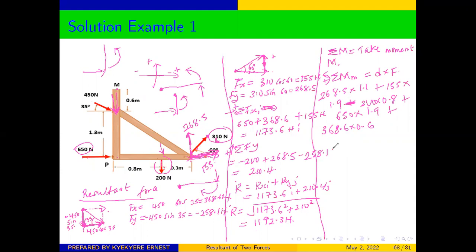So from here, we can just simplify and say that our resultant moment is going to be 1085.65 Newton meter.